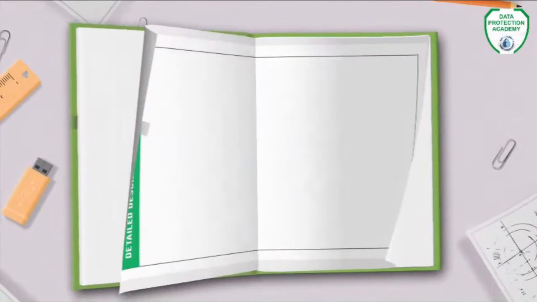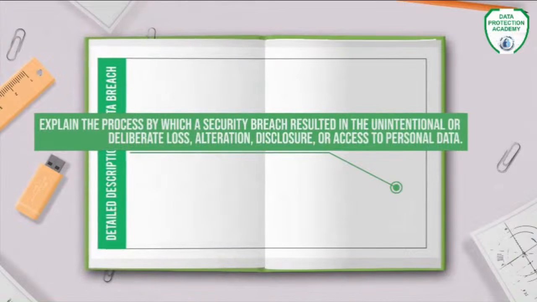Description of breach. Explain the process by which a security breach resulted in the unintentional or deliberate loss, alteration, disclosure, or access to personal data.